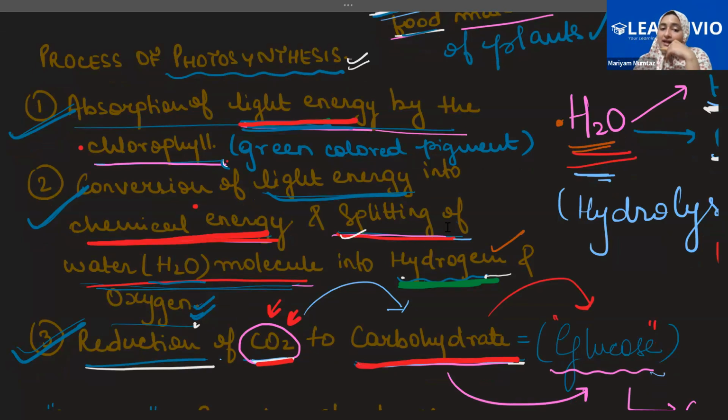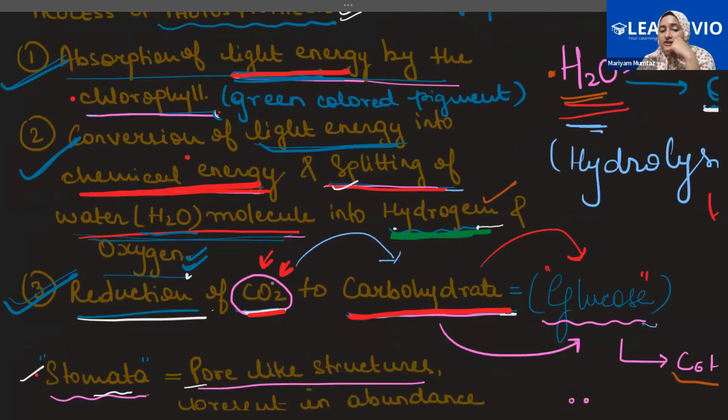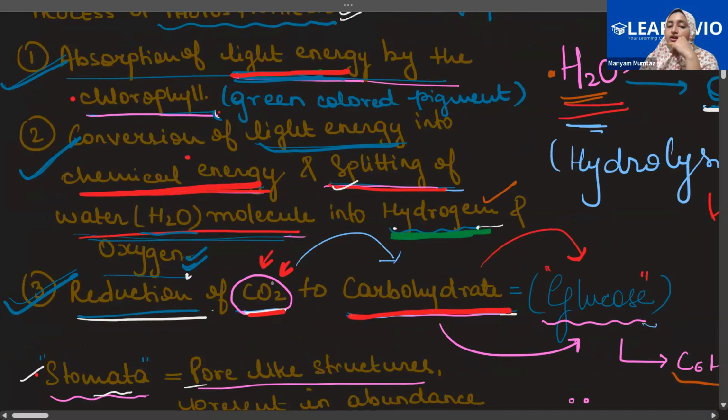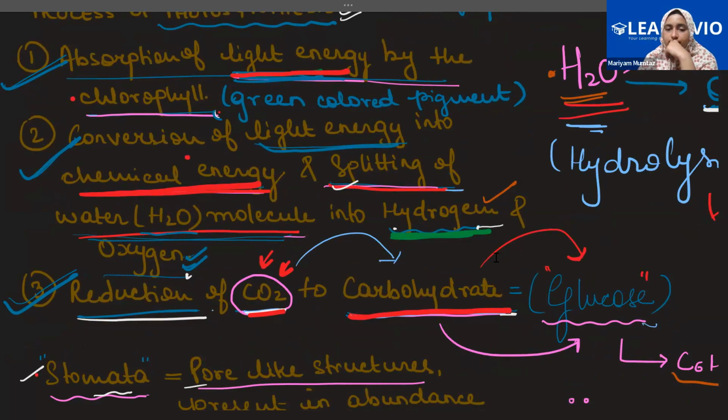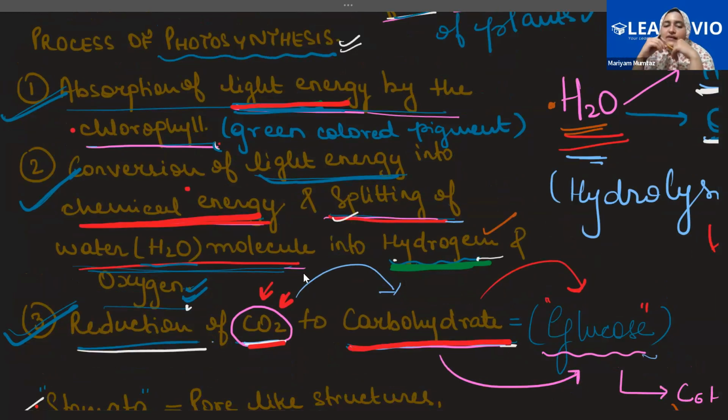I'll tell you why that is important and significant. But for now, just understand that the light energy is getting converted into chemical energy, and simultaneously, the water molecule is splitting into hydrogen and oxygen. And the last step, the carbon dioxide gets reduced to the carbohydrate, the glucose. Clear? This is how photosynthesis happens in a nutshell, a very compact explanation.